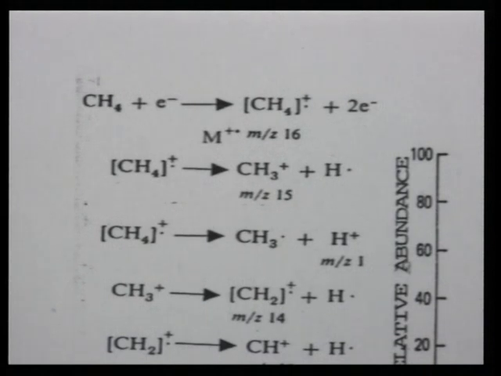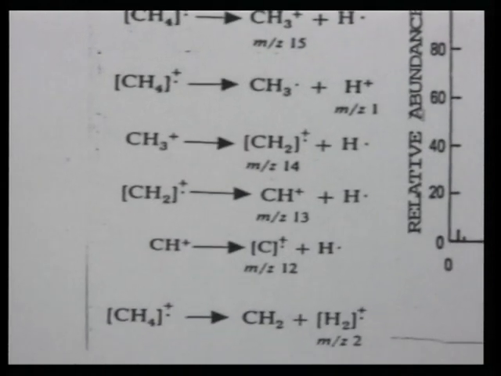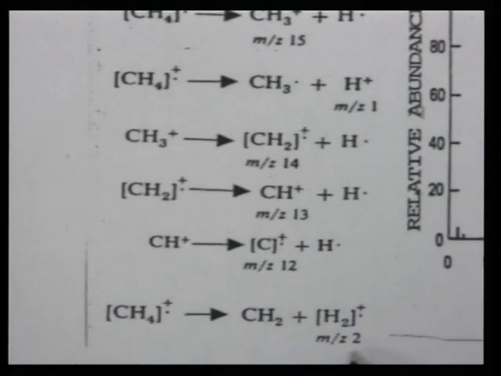Similarly, the molecular ion undergoes fragmentation, a CH2 radical is eliminated, and H2 plus, corresponding to m/z value 2, is obtained. This is the mass spectrum of the methane molecule, which is shown here. So, H2 radical cation having m/z value 2.